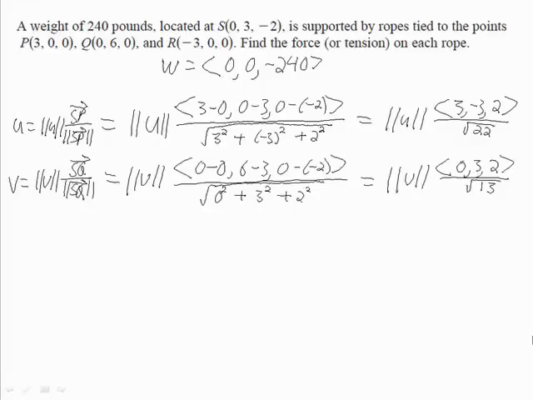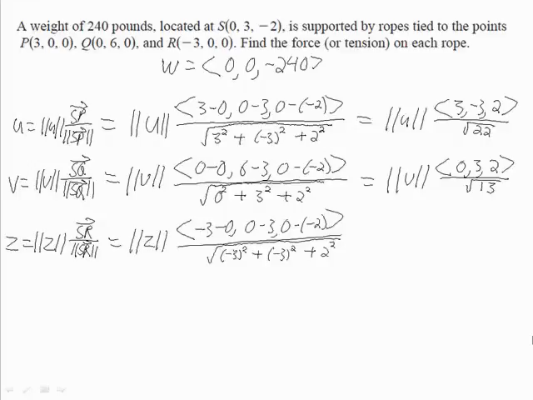Z is equal to the magnitude of Z times the vector SR divided by the magnitude of the vector SR, which is equal to the magnitude of Z times the vector -3 minus 0, 0 minus 3, and 0 minus -2, divided by the square root of the quantity -3 squared plus -3 squared plus 2 squared, which is equal to the magnitude of Z times the vector -3, -3, 2, divided by the square root of 22.